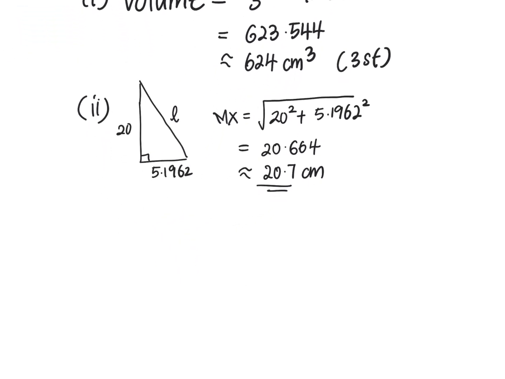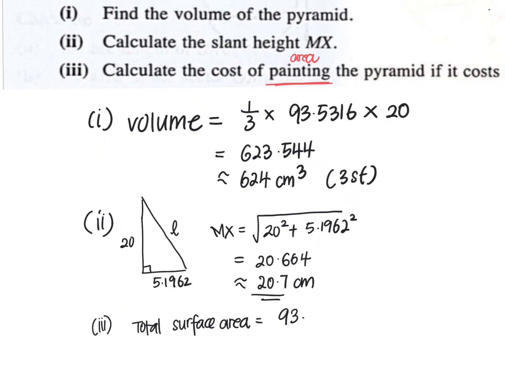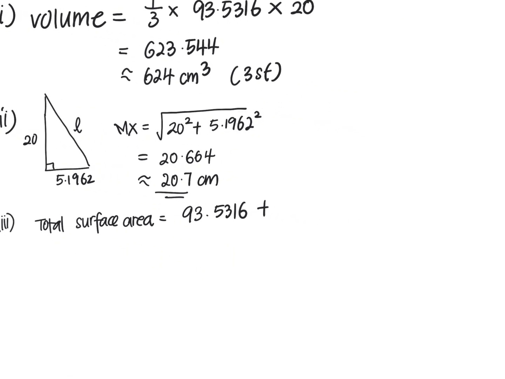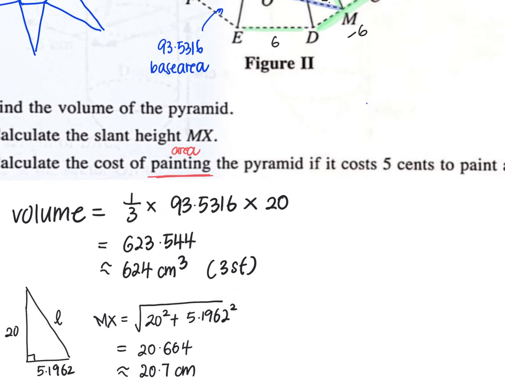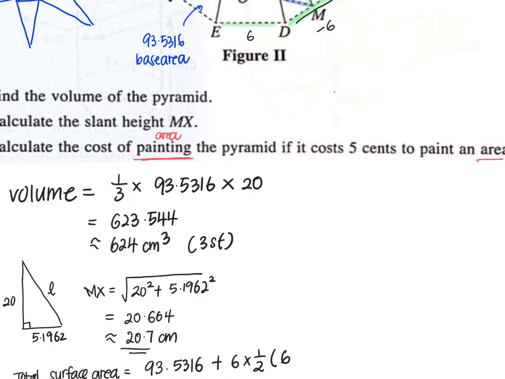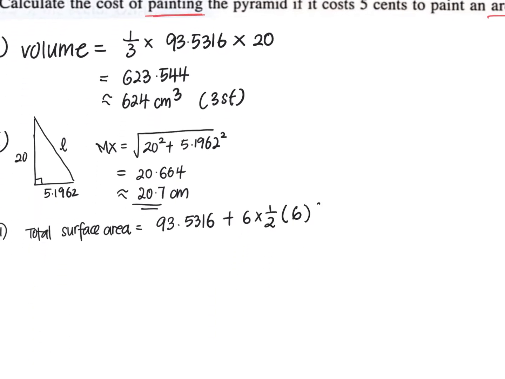and we add up the area of the base. So for part 3, to find the total surface area, we're going to take the area of the base, 93.5316, plus the area of 6 triangles, half times the base, which is 6 cm over here. This is my base. Then the slant height we found is 20.664. Half times base times 20.664. Okay, and we add up this total.